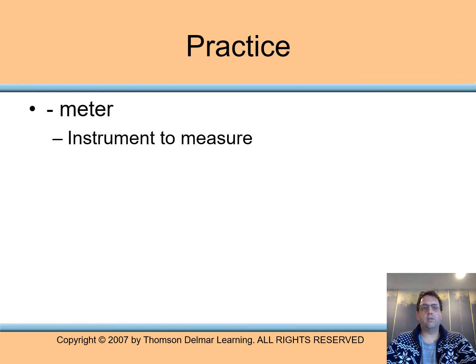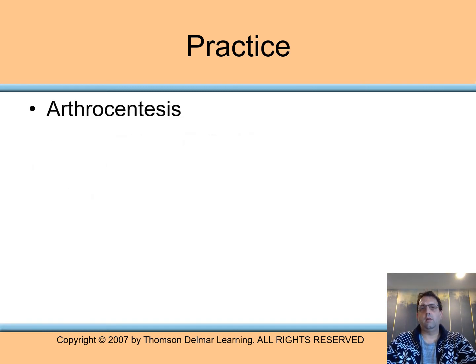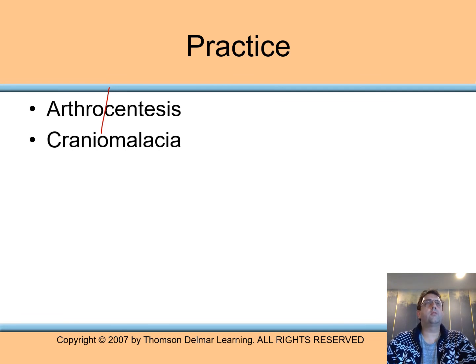Meter means to measure, or an instrument you would use to measure. Poro means... So arthrocentesis is a surgical puncture of a joint. We usually do that to draw fluid out, to either reduce pain or to see if there's something causing an infection.